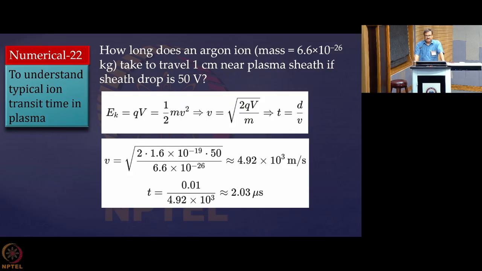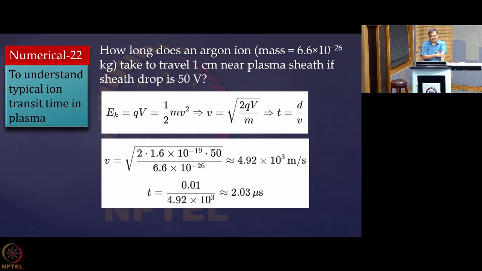How do we do that? Because you are getting a drop of 50 volts, the energy the ion will gain when it passes through that drop is Q into V, so Q into 50 volt. That results in some velocity, half mv square. If we assume that the ion is at negligible velocity before it enters that region, then this is the velocity it is going to get after it covers that voltage drop. So half mv square is equated with qV, and I get velocity v equal to root of 2qV by m. The time taken will be distance divided by this velocity.